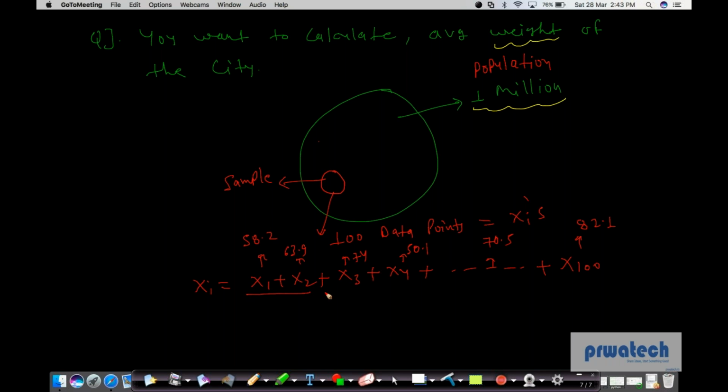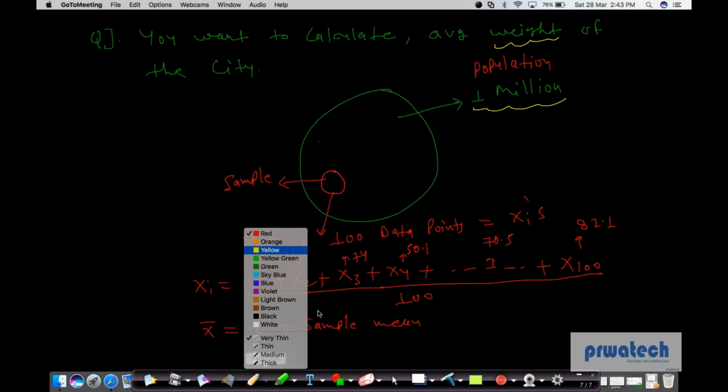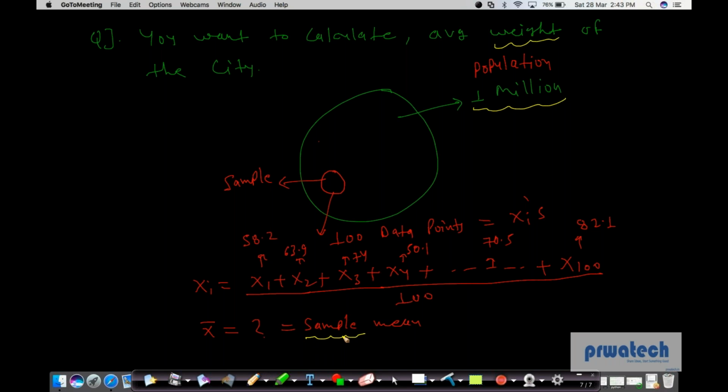When I write all the data points one by one and divide them by the total number, this is nothing but my x bar, and x bar is known as the sample mean. I am using the word sample, and it is important to mention that you have taken a sample from the whole population. This is the concept of central tendency. Whenever we have so many data points and we want to get the arithmetic mean, we apply this concept.